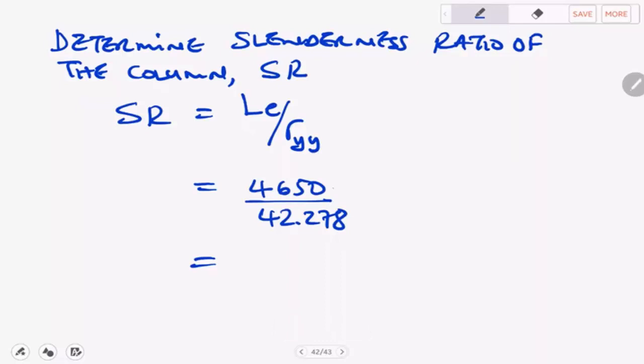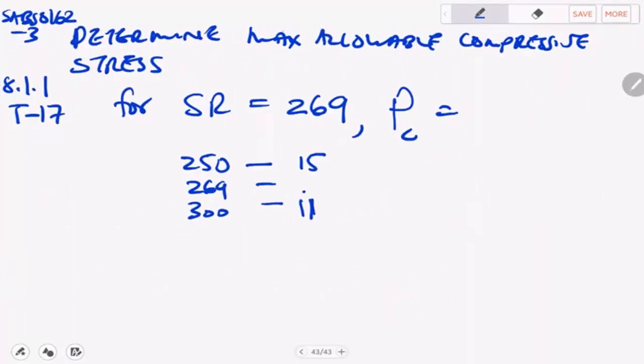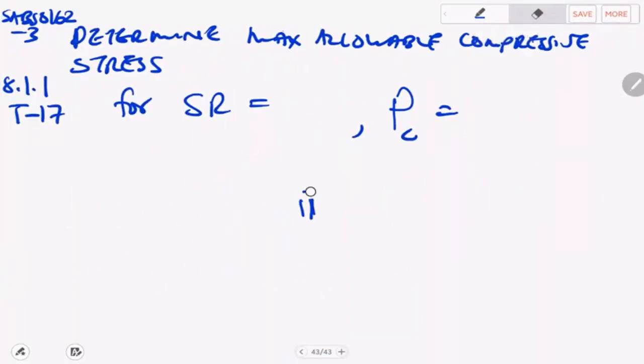What answer do you get? Maybe it's going to be in the hundreds. So it's 109.986, which is equal to 110, right? So that's our slenderness ratio. With this correct slenderness ratio of 110, we then go to table 17.